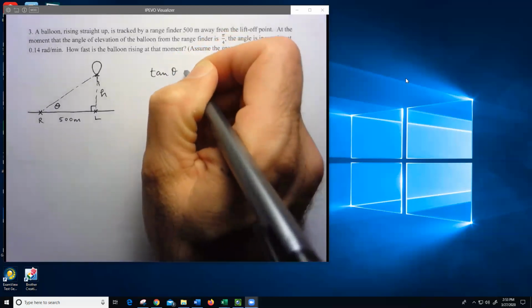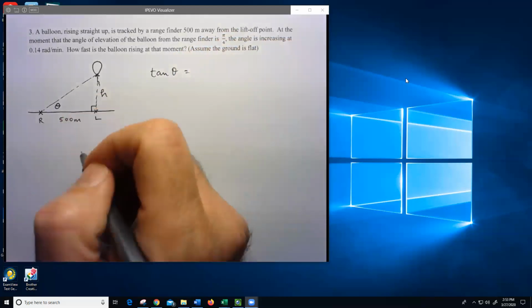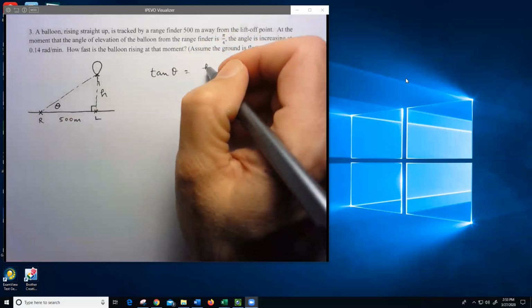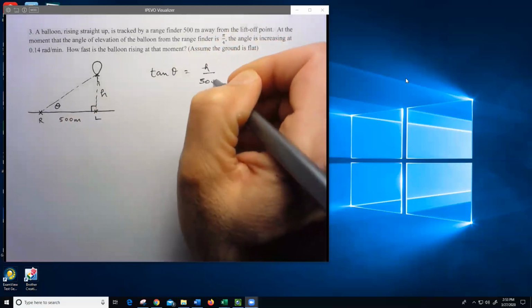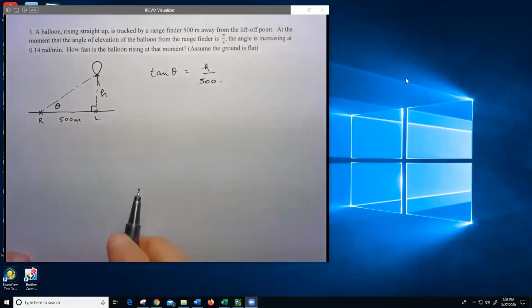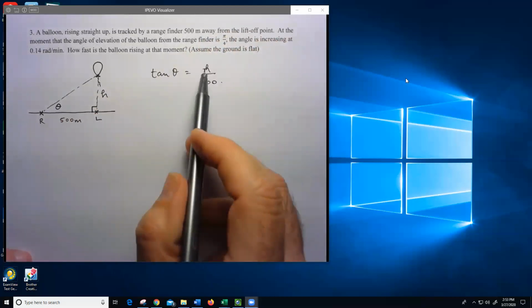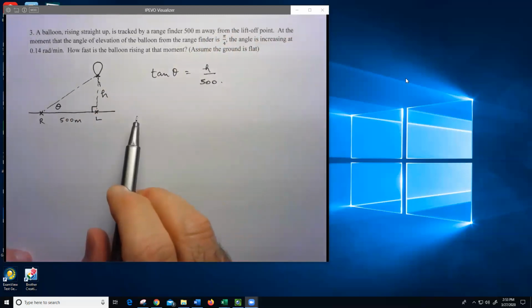Because I can just write that the tangent of my angle theta is equal to the opposite over the adjacent, which is h over 500. So this is the relationship I need between the two variables.